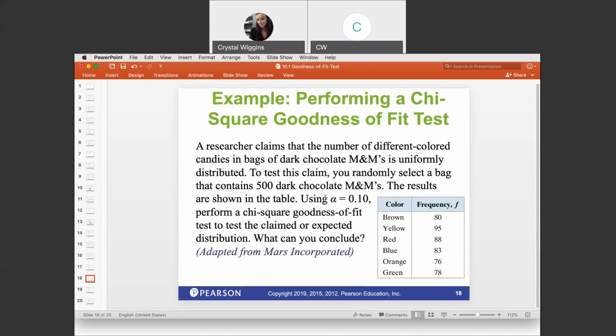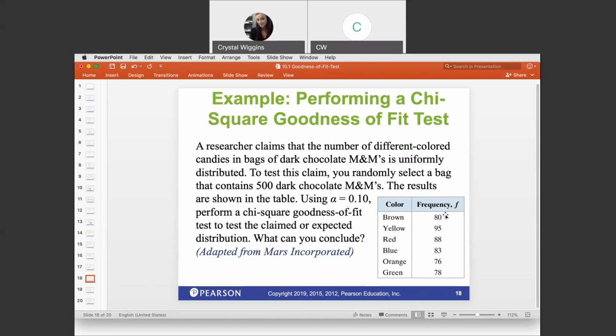Let's try another one. A researcher claims that the number of different colored candies in a bag of dark chocolate M&Ms is uniformly distributed. To test this claim, you randomly select a bag that contains 500 M&Ms. The results are shown in the table, and we'll use a 10% or a 0.1 alpha level this time in performing our chi-squared goodness of fit test. Now, the keyword in here is that uniformly distributed is the expected value, which means that these are going to have the same probability throughout. You see that there are 6 categories, so there's a 1 out of 6 chance for each according to the expected distribution.